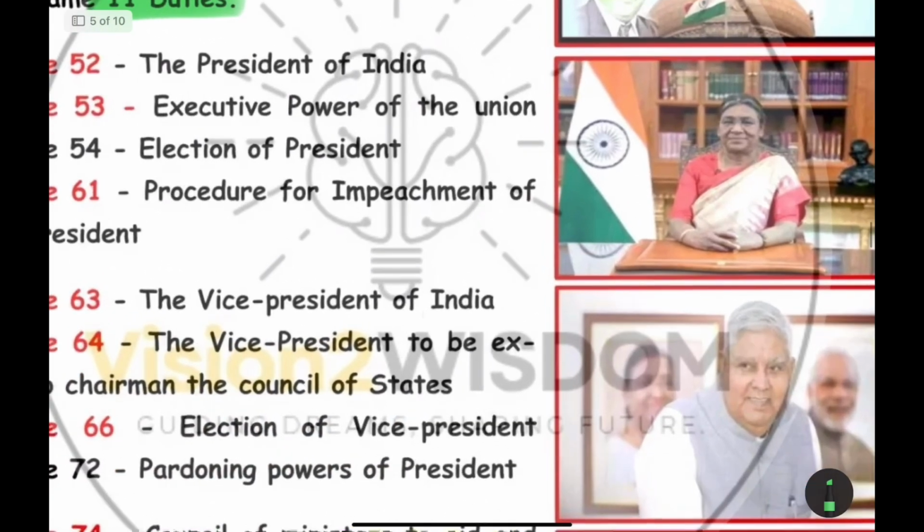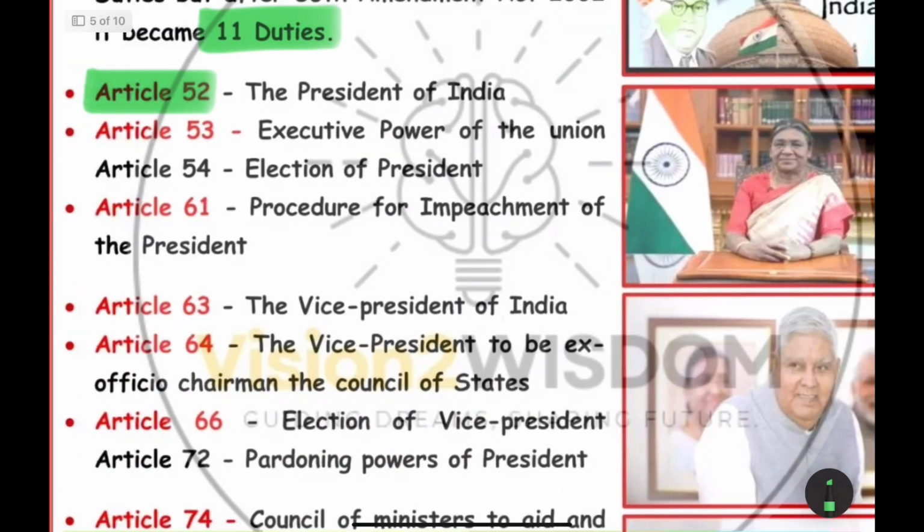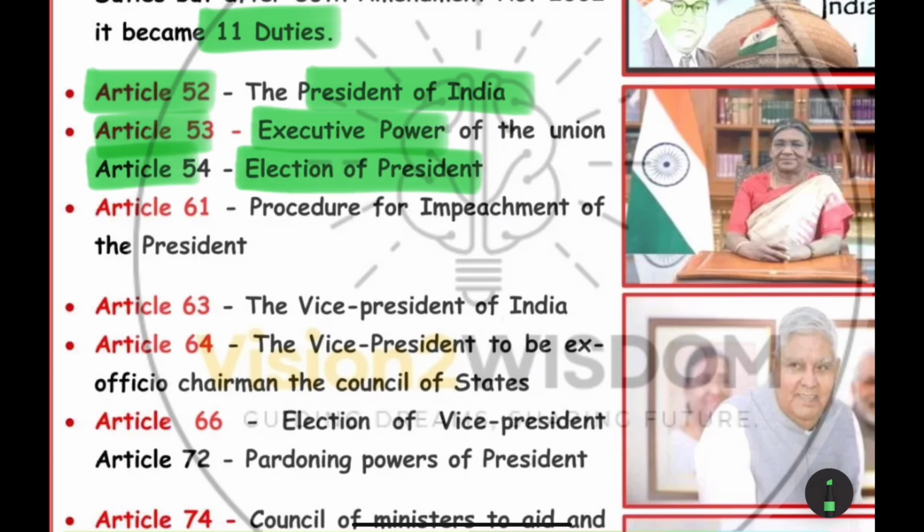Then article 52 tells about the President of India. Article 53 is the executive power of the Union. Article 54, election of the President, the procedure of election of the President. Article 60 gives the oath of the President. And article 61 tells about the procedure for impeachment of the President. Impeachment means removal of the President from his post.